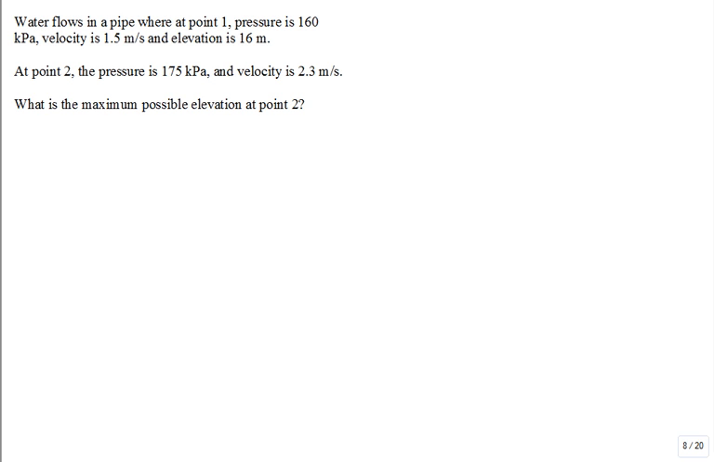Ready to solve a problem? Water flows in a pipe where at point 1, here's point 1, the pressure at 1 is 160 kilopascal. The velocity at 1 is 1.5 meters per second, and the elevation Z1 is 16 meters. At point 2, some other point, maybe I'll just show it over here. At point 2, the pressure is 175 kilopascal. Did the pressure go up or down? It went up a little bit.